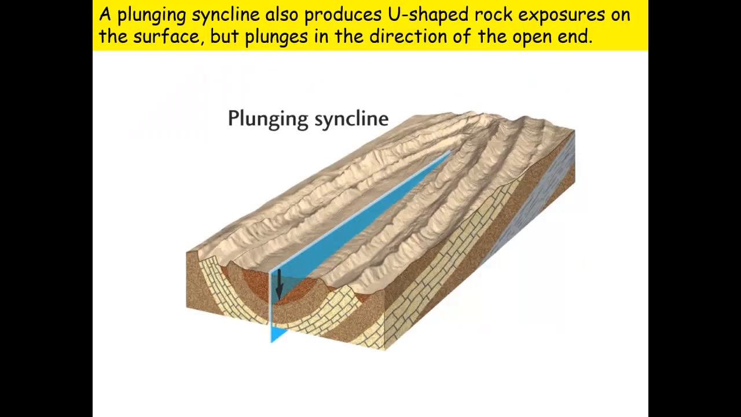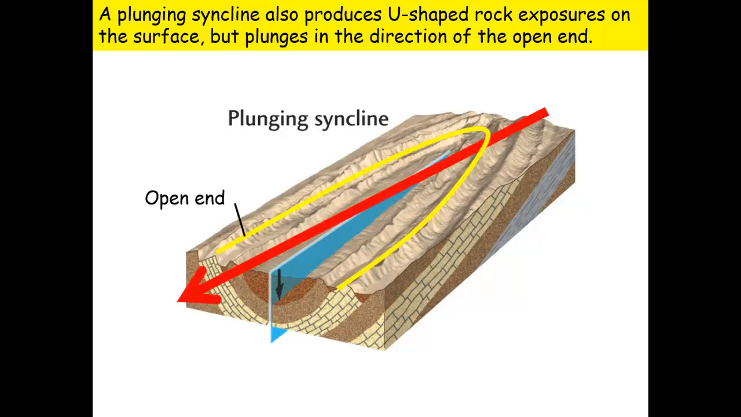We can also have a syncline that plunges. When that happens, once again, we end up with sort of U-shaped distributions of rocks, but now the axis of the syncline fold plunges in the direction of the open end of the U, or open end of the loop. So if that's our little open end there, the syncline will plunge or dip in the direction in which the loop opens up. That's what a plunging syncline looks like.